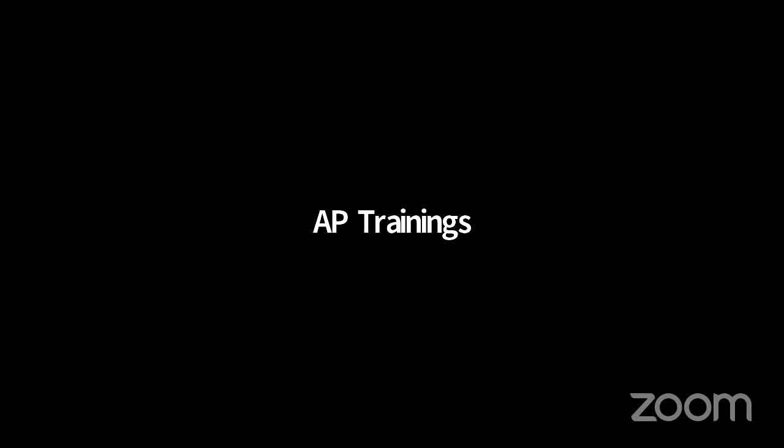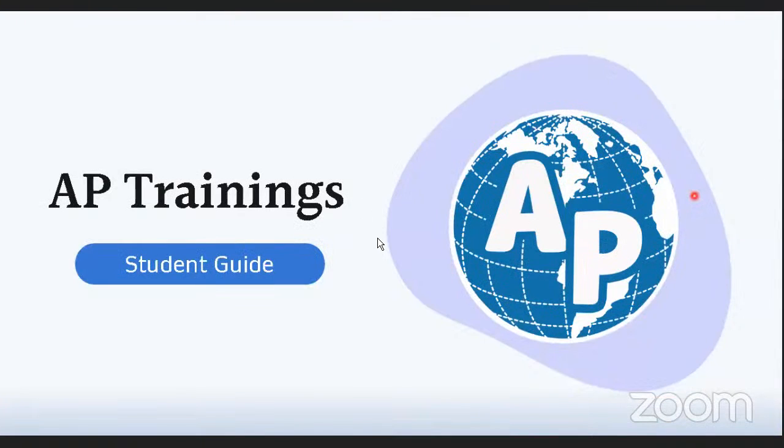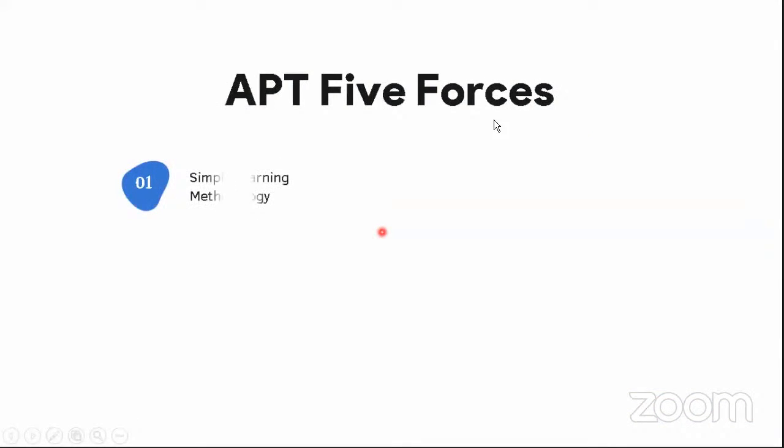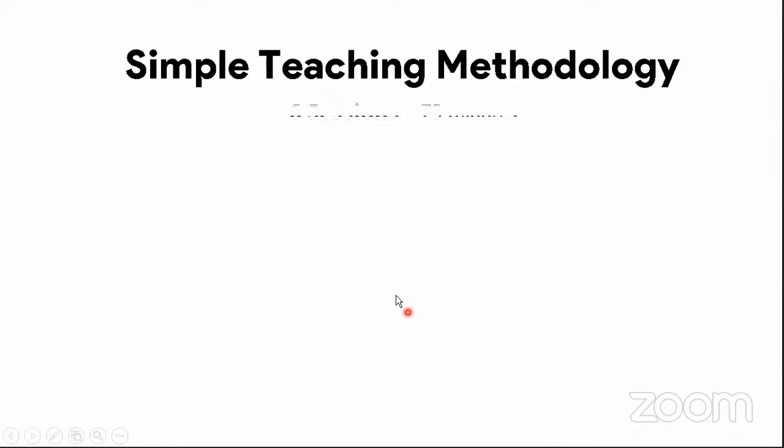So initially we told you we have many students and we are following a special training methodology. Now we are going to present what training we are following in our training center. I hope you are able to see my screen. Now I'm going to explain each and everything. In our training center, we are following the APT 5 forces. The first one is a simple learning methodology, which is followed by students recall, creative explanation, fingertip materials, and finally additional bonuses. Now I am going to explain each of them.